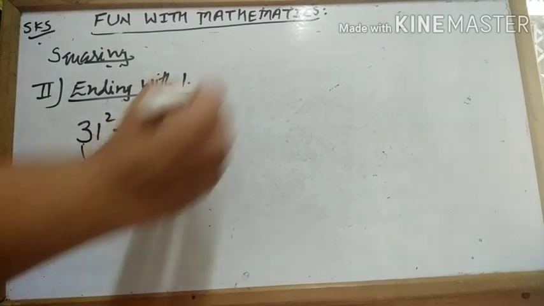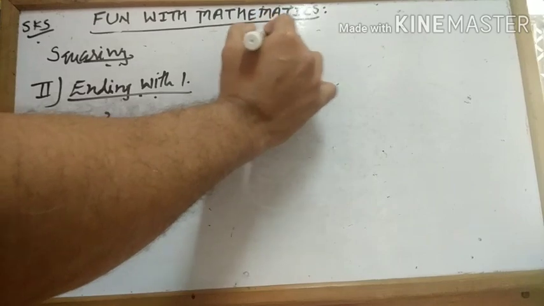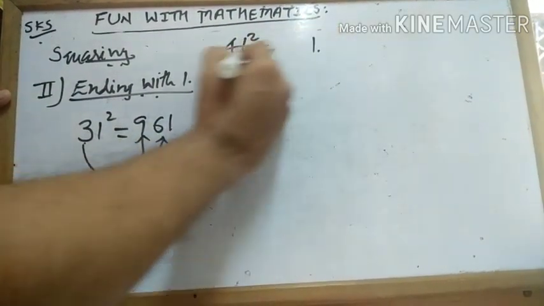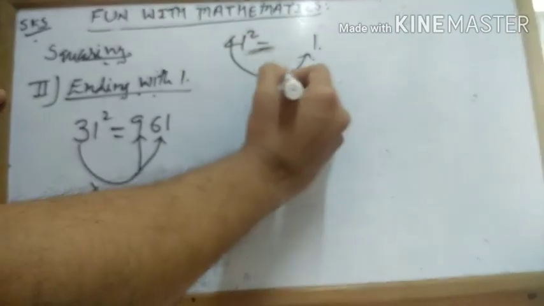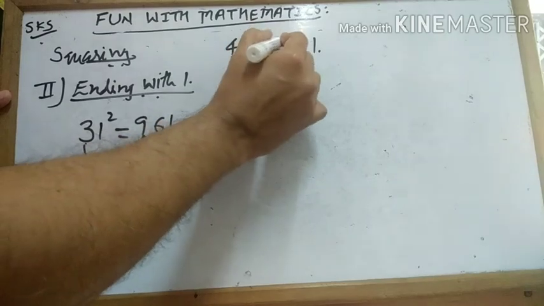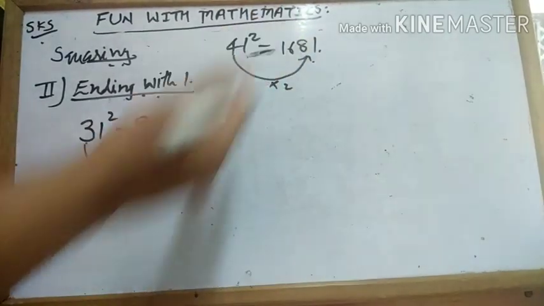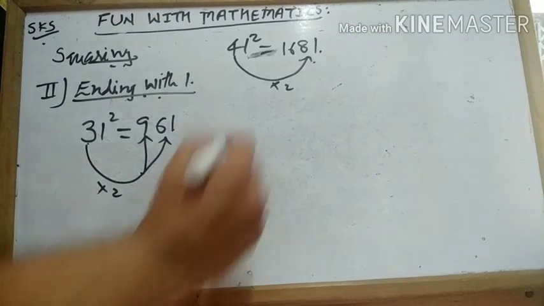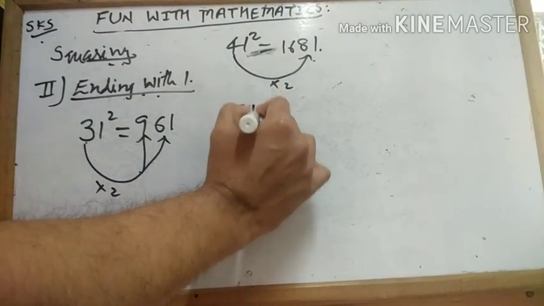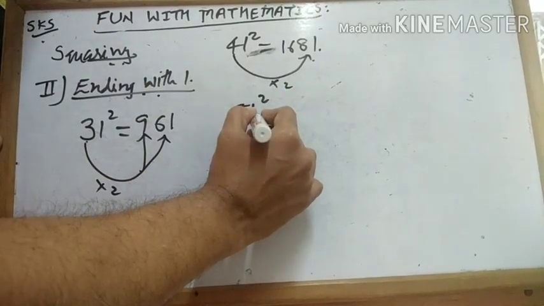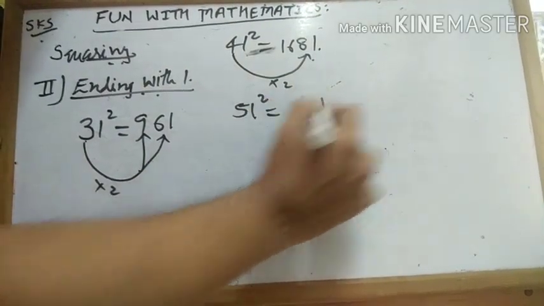Let us try to understand with one more example. Say 41 square. As I told you, its unit place will be equal to 1. Then I have to multiply 4 by 2, that is 4 2s are 8. And then here I have to write the last 2 digits from the right, that is 4 square, which is equal to 16. Let us understand one more example. 51 square. This 1 is as it is.